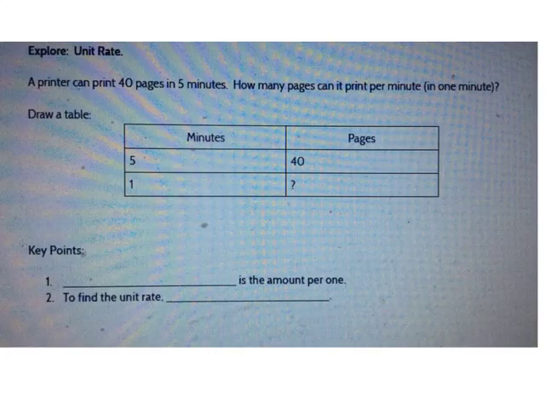Now let's dive into today's lesson. Today we're talking about unit rate. Let's look at an example to see what we're talking about. A printer can print 40 pages in 5 minutes. How many pages can it print per minute?